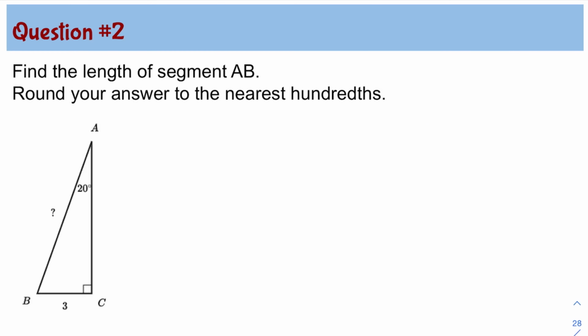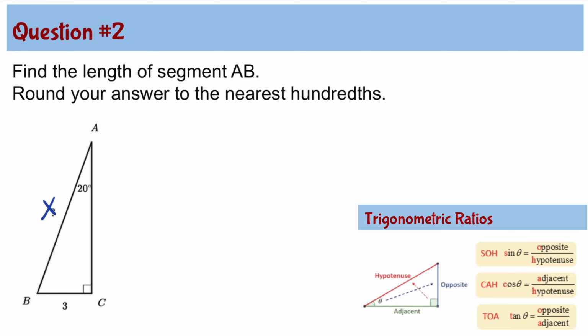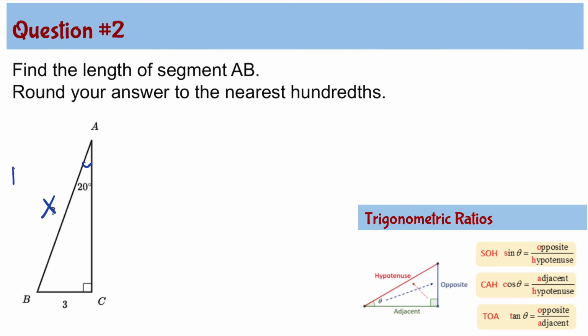Question number 2. Find the length of segment AB. So AB is missing. I will also label this as x. Now, in reference to the 20-degree angle, we also need to identify whether you have opposite, adjacent, or hypotenuse. What do you think? x is the hypotenuse, and 3 is opposite or adjacent? Opposite, right? Because that is across the 20-degree angle. Now, which trigonometric function involves opposite and hypotenuse side? Sine, right? So we're using the sine trig ratio.